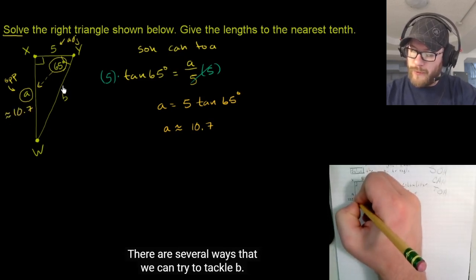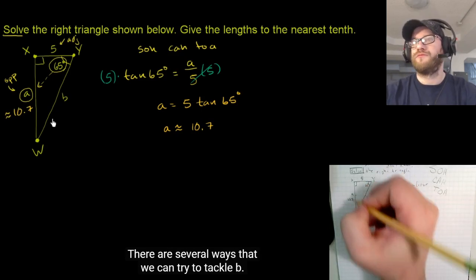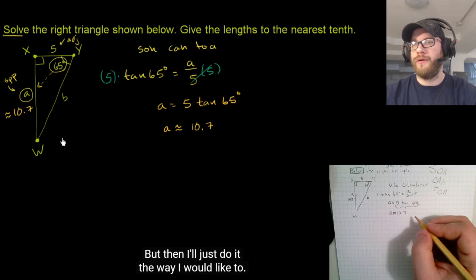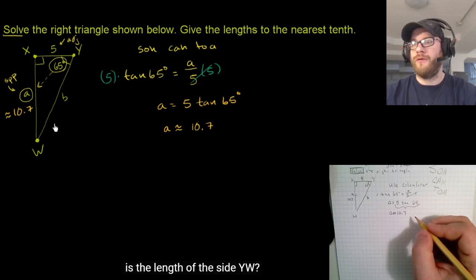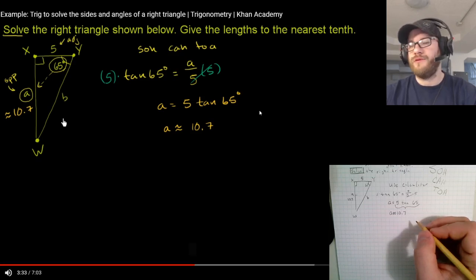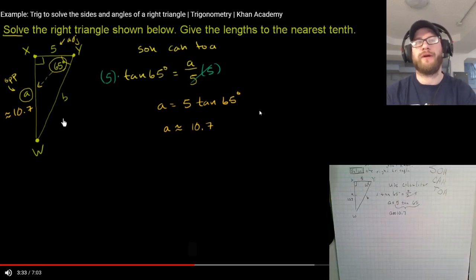There's several ways that we can try to tackle B, and I'll let you pick the way you want to, but then I'll just do it the way I would like to. So my next question to you is, what is the length of the side YW, or what is the value of B? So, ways that we would tackle this, we could still do the trigonometry stuff.